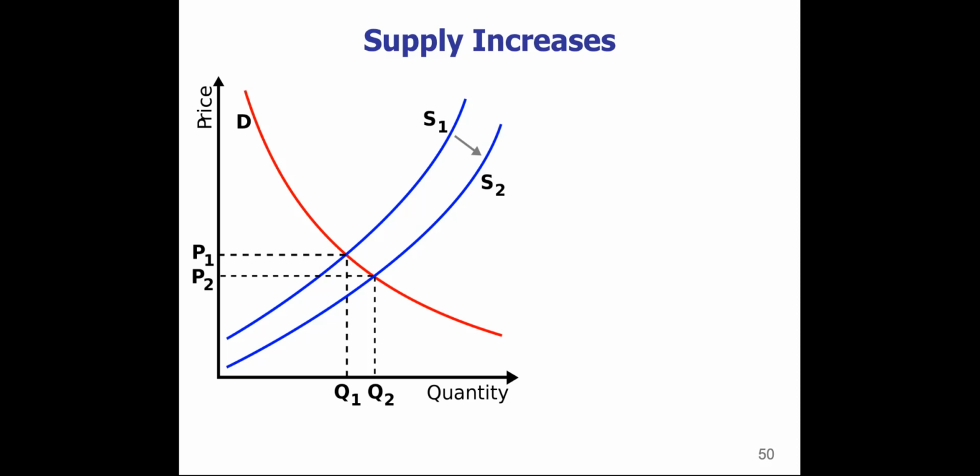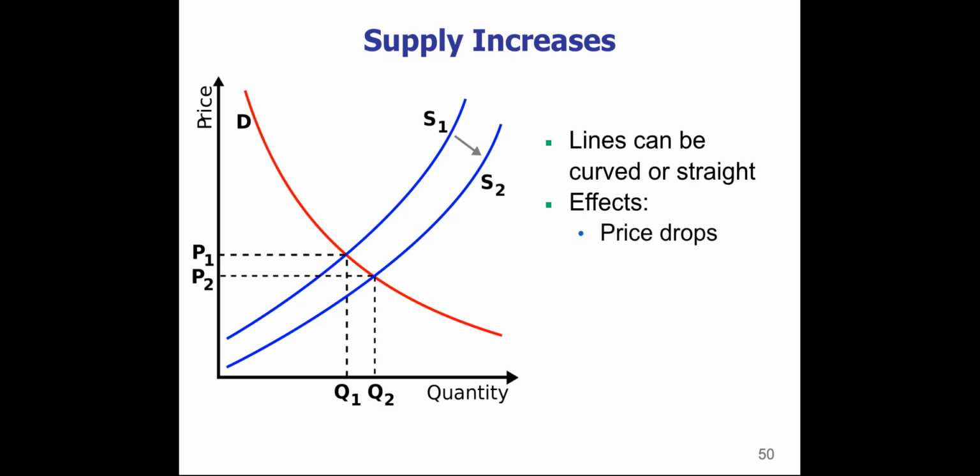When we increase the supply, remember that means suppliers or producers at all possible prices are increasing the quantity or the supply that they're making. So when the supply line shifts to the right, the effects of this particular shift mean that price in the market is going to go down and the quantity bought and sold is going to rise.